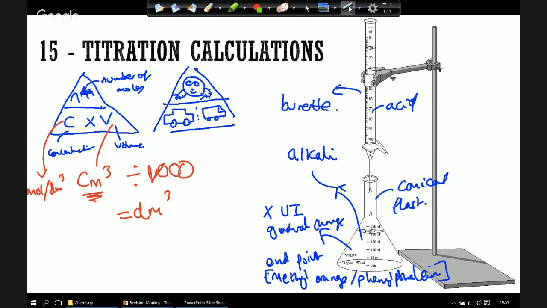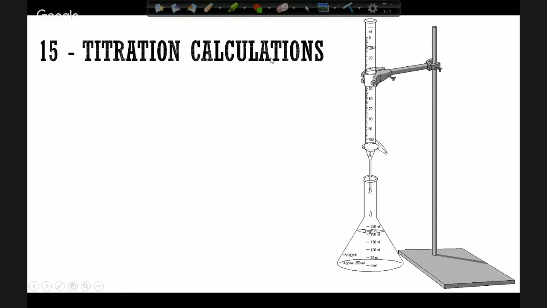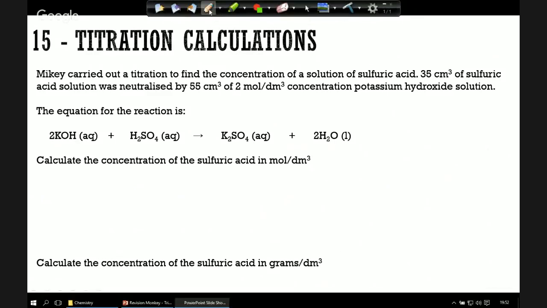So let's go straight into some calculations then for titrations. I'll go through this one with you, and then I've got one for you to work out yourselves as well. So let's highlight the key information. Mikey carried out a titration to find the concentration of a solution of sulfuric acid. 35 centimeters cubed of sulfuric acid was neutralized by 55 centimeters cubed of 2 molar per decimeter cubed potassium hydroxide. This is the equation. Now, the first thing we need to do is check to see if is it balanced. And at the moment, it looks like they've done that bit for you, which is fantastic.